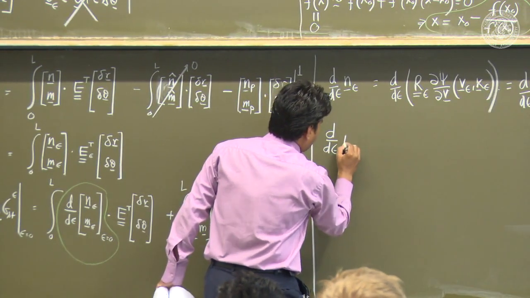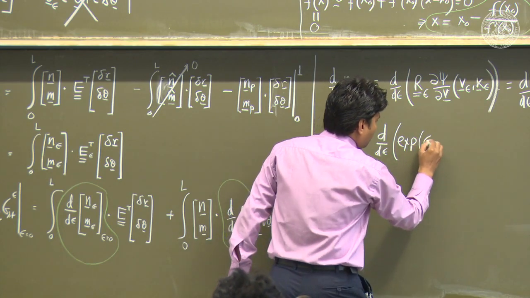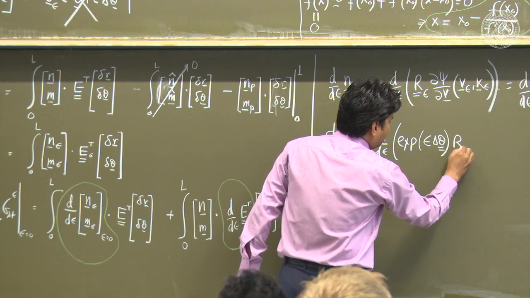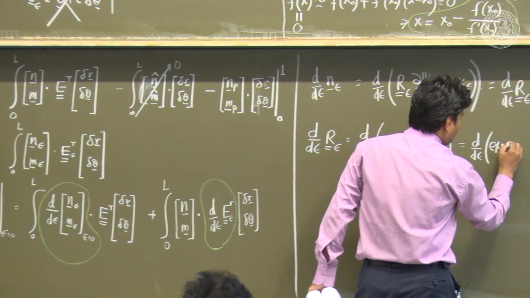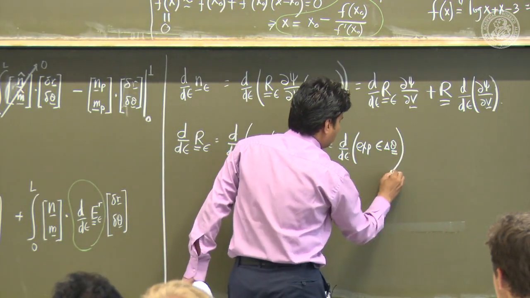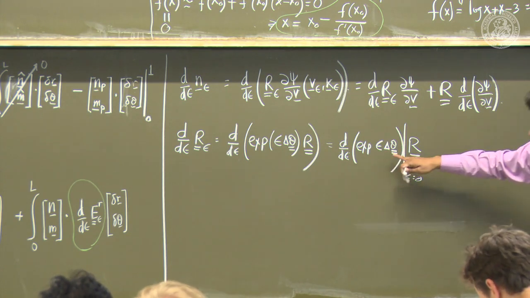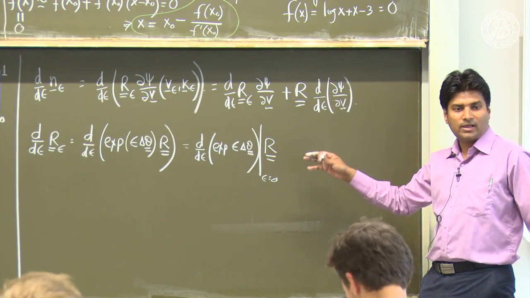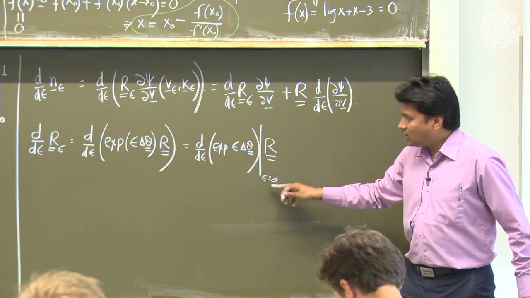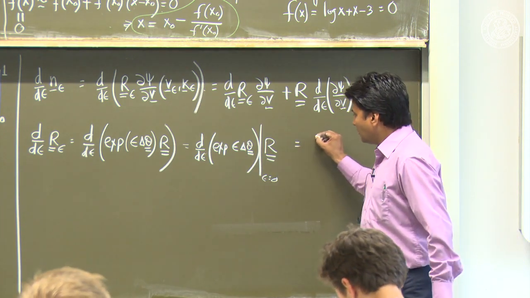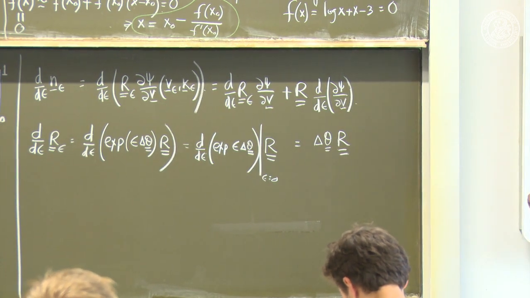So, d by d epsilon of big R epsilon, that is simply d by d epsilon of exponential of epsilon delta theta times big R. So, essentially we have to work out d by d epsilon of exponential of epsilon delta theta into R. And when you expand this exponential in Taylor series, identity plus epsilon delta theta plus epsilon square delta theta square by 2, keep on doing it, and then take d by d epsilon at epsilon equal to 0, then only delta theta survives, and you get delta theta times R. Okay, so that's what you will get.